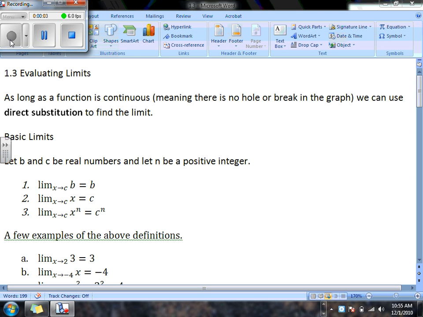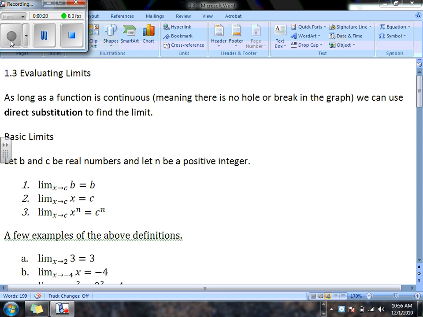All right, today we're going to start talking about evaluating limits without having to create a chart for every single limit that we're trying to find. So we're going to look at functions. As long as a function is continuous, meaning there's no hole or break in the graph, we can use direct substitution to find the limit.